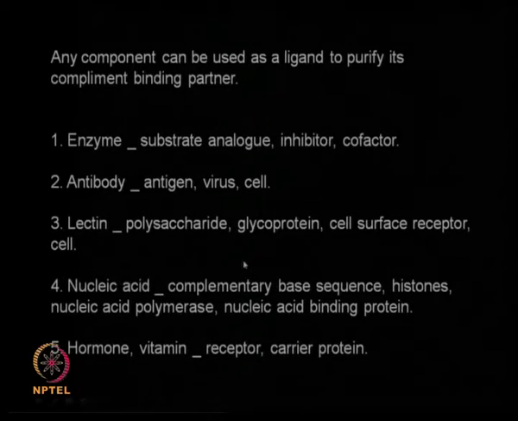If you have a nucleic acid, we can have a complementary base sequence, histones, nucleic acid polymerase, nucleic acid binding protein and so on. So if you have a hormone or a vitamin, we can have a receptor or we can have a carrier protein. So complementary type of systems.